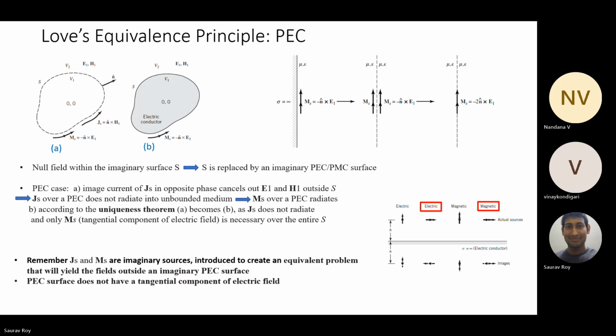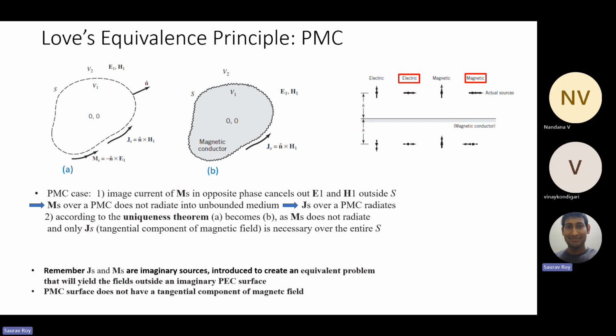Now let's move to the next slide. This is for the PMC, perfect magnetic conductor. Here you see the right side picture, how it is defined. For the PMC case, it reverses. Now you see the electrical sources add up in phase. The actual source and the imaginary source are in the same direction, but the magnetic currents and their image sources are in opposite directions. Do you see the rightmost picture? Now it is opposite to the previous picture.